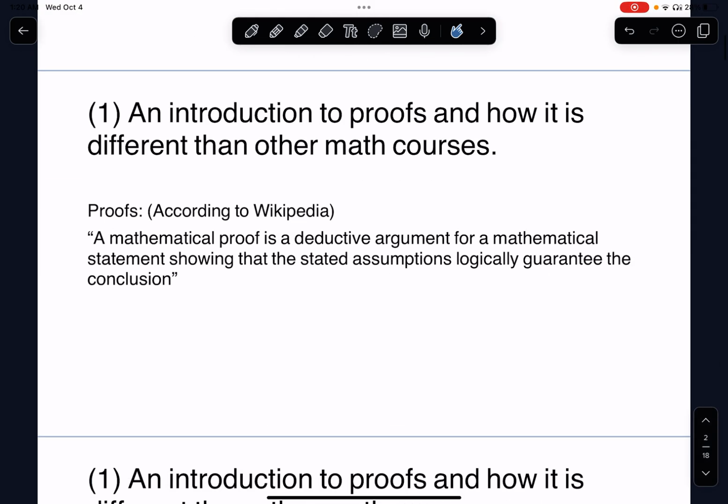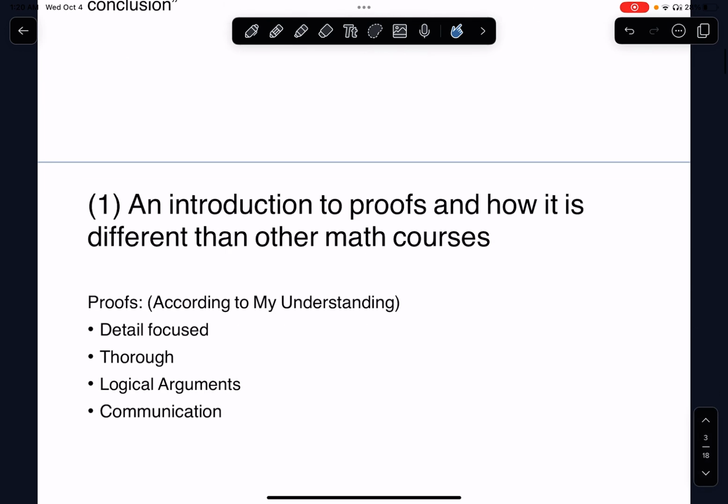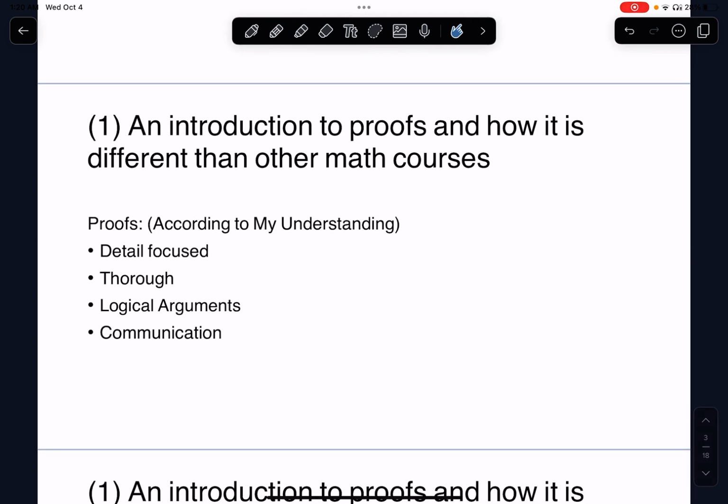So the first question is adding an introduction onto proofs and how it is different than other math courses using specific examples. According to Wikipedia, a mathematical proof is a deductive argument for a mathematical statement, showing that the stated assumptions logically guarantee the conclusion. Proofs, according to my understanding, based off not just that definition, but everything I've learned in class so far, are a detail-focused, thorough, logical argument based heavily on clear and concise communication skills.